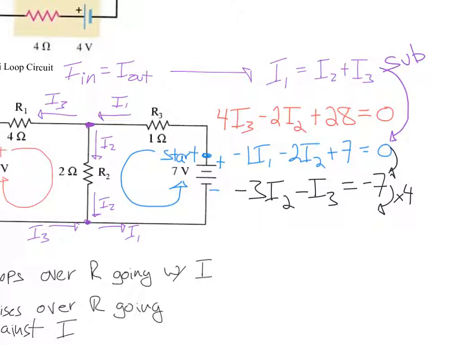This will set up the addition method later on, because I can see that this has a 4 I3 and this has a negative I3, so then I'll be able to cancel those terms out. So I'm just doing this in advance to keep things a little more organized. So when I multiply by 4, I'm going to get negative 12 I2 minus 4 I3 equals negative 28.